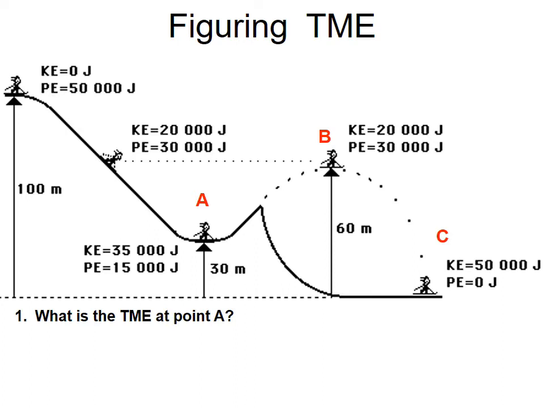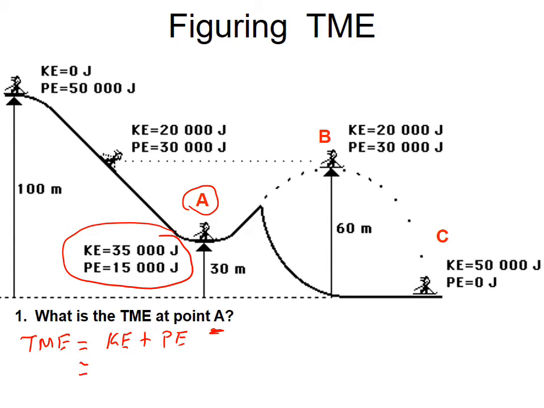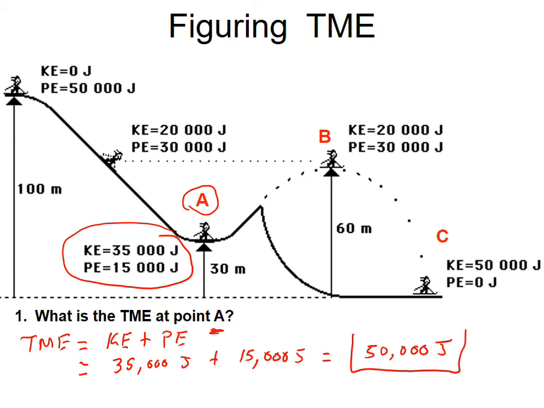If I just want to figure out what the total mechanical energy is at point A, right here, we're going to use these figures here. So again, I have my equation. The total mechanical energy is equal to the kinetic energy plus potential energy. So in this case, the kinetic energy is 35,000 joules plus the potential energy of 15,000 joules. And we just simply add those two together and we get 50,000 joules for the total.